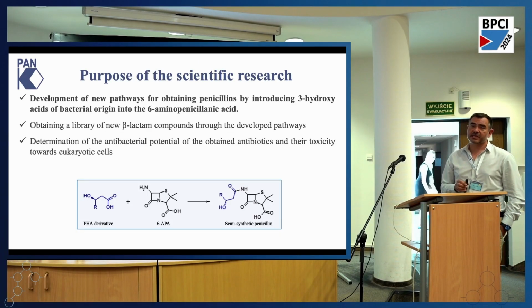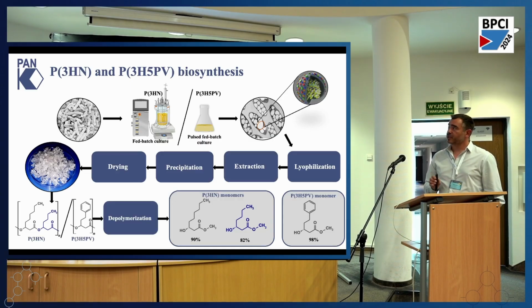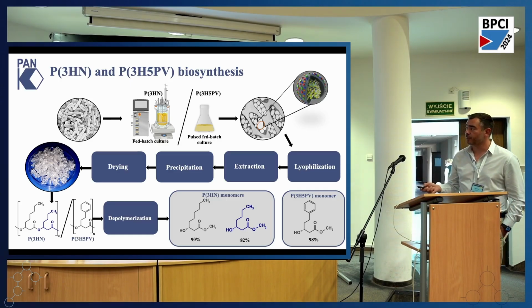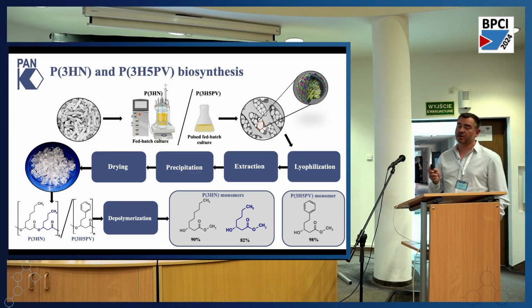So the purpose of the study was to work out a method to chemically or biocatalytically synthesize novel antibiotics based on the monomers, using the example of 6-amino penicillic acid. For that purpose, first of all, we needed to get some polymers in order to produce two distinct sets of monomers. We targeted an aliphatic polymer and a polymer with an aromatic group at the end that resembled that of penicillin G.